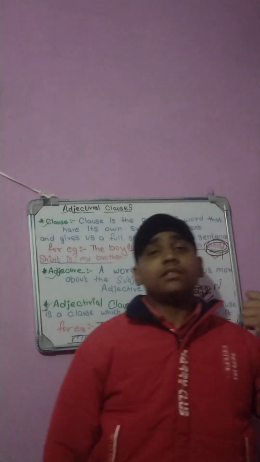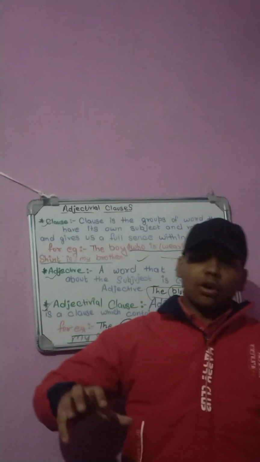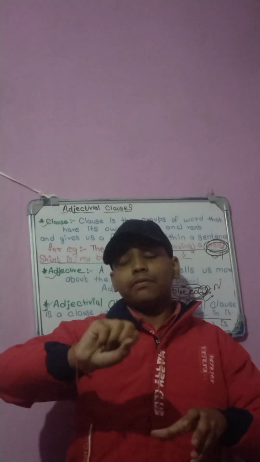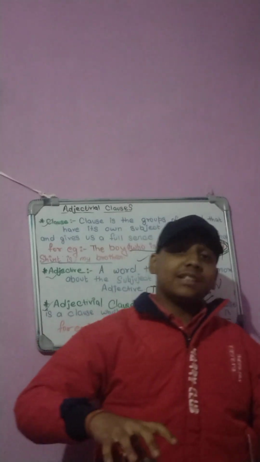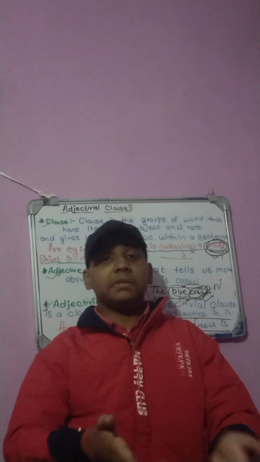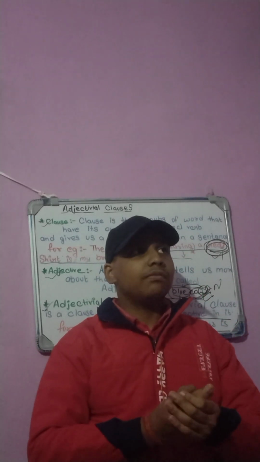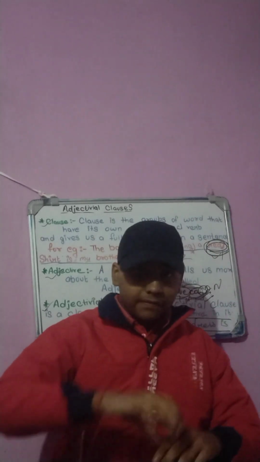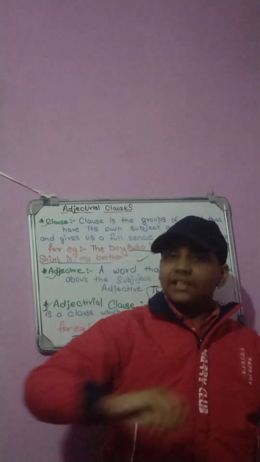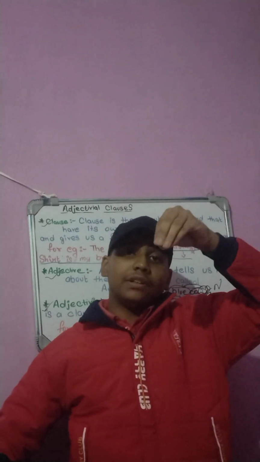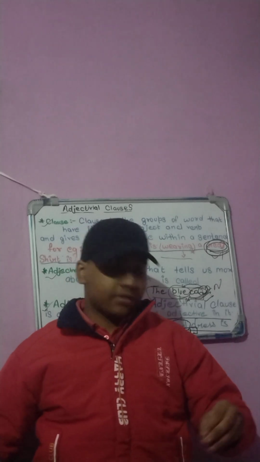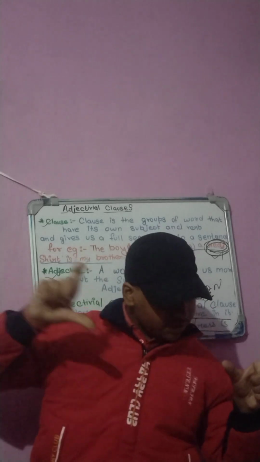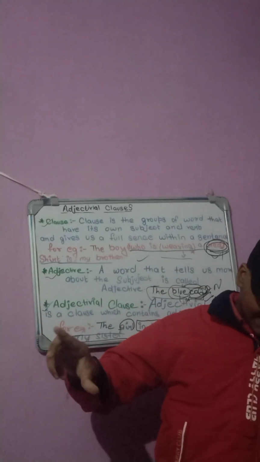And what are non-defining adjectival clauses? A clause which we omit from the sentence, but the sentence remains with its meaning. The sentence will not change its meaning. That is known as a non-defining adjectival clause. If we omit the clause from the sentence, the sentence will remain the same. For example, the housing complex which is going to have more than 500 flats.